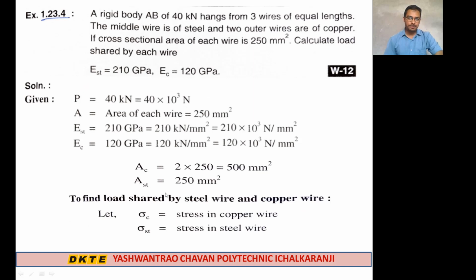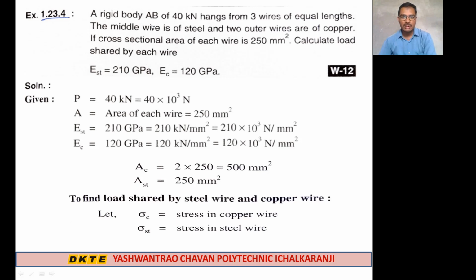Third problem. A rigid body AB of 40 kN hangs from 3 wires of equal lengths. The middle wire is of steel and the other 2 are of copper. If the cross-sectional area of each wire is 250 millimeter square, calculate the load shared by each wire.